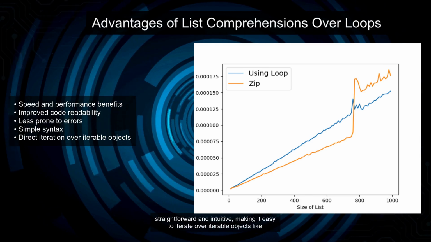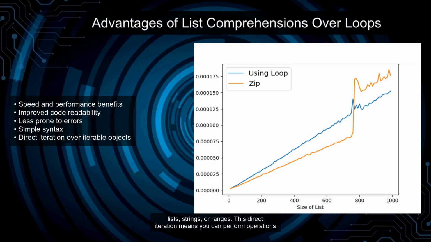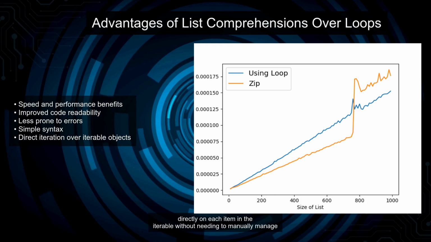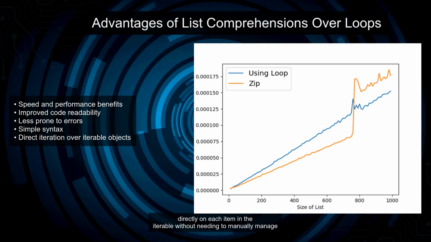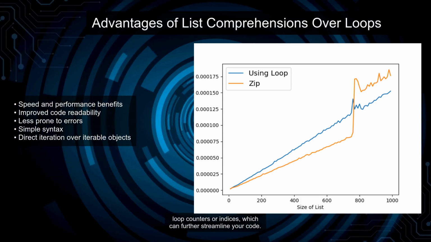The syntax of list comprehensions is straightforward and intuitive, making it easy to iterate over iterable objects like lists, strings, or ranges. This direct iteration means you can perform operations directly on each item in the iterable without needing to manually manage loop counters or indices, which can further streamline your code.